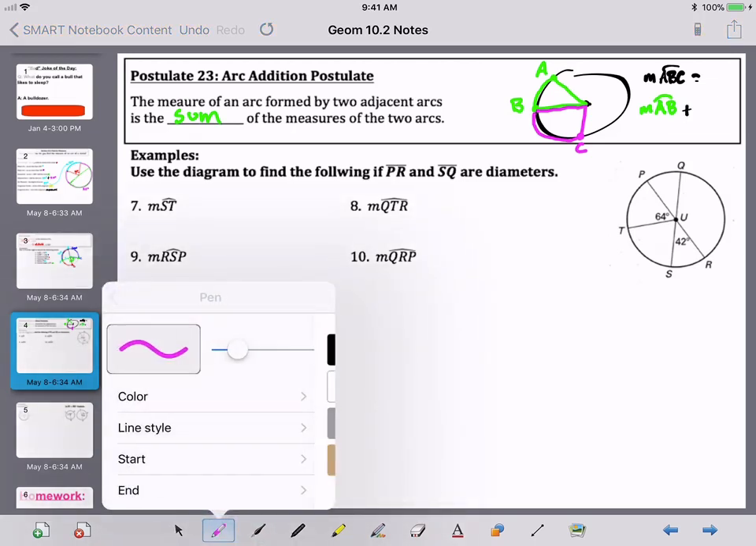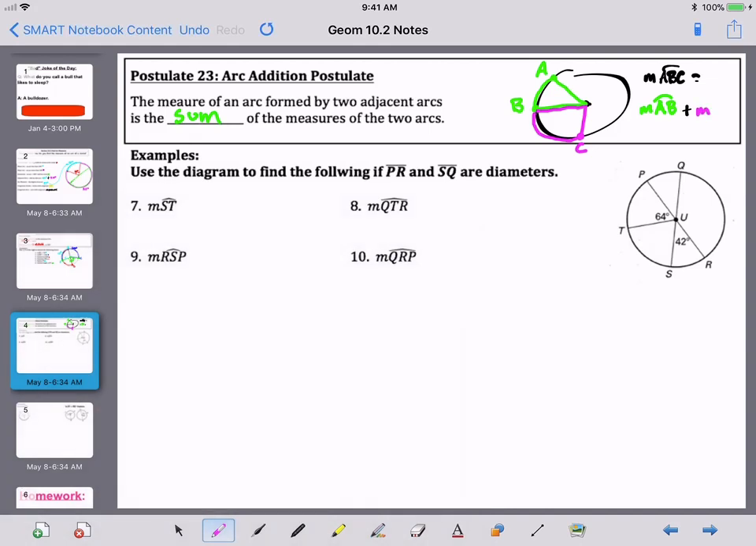So it's okay to do that if those arcs are next to each other. You can just add them together to get the whole arc length, or arc measure. All right, so we're going to use that idea in a few examples here.